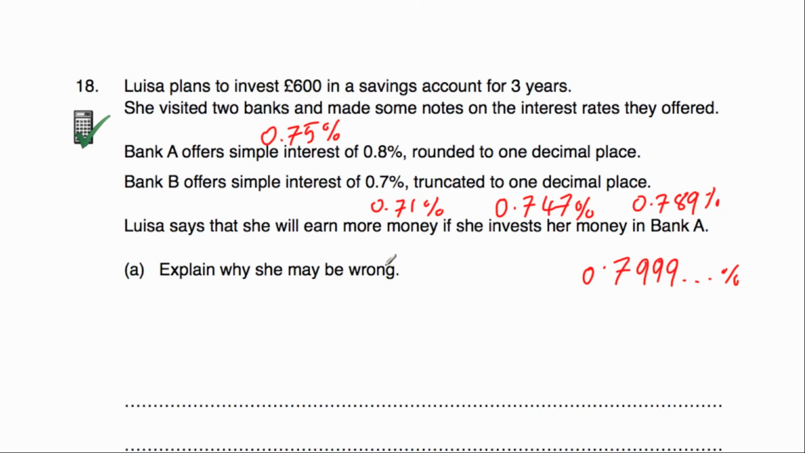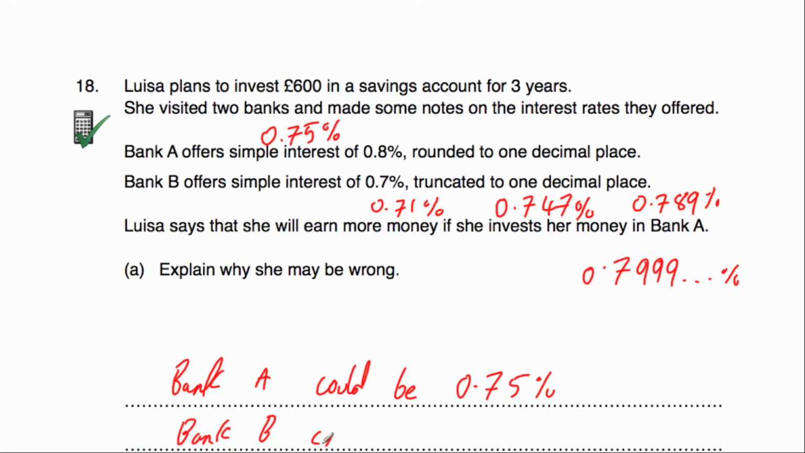So explain why she may be wrong. Well, let's give those 2 examples. Bank A could be 0.75%, whereas Bank B could be 0.78%, or 0.7999 and so on %. So just giving an example that Bank B could be higher than Bank A. Okay, let's have a look at part B.